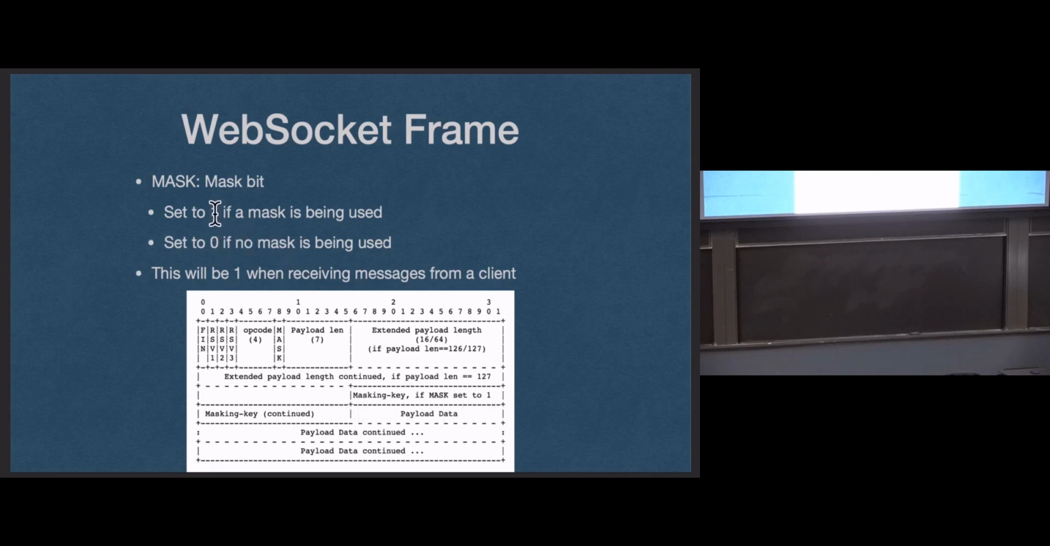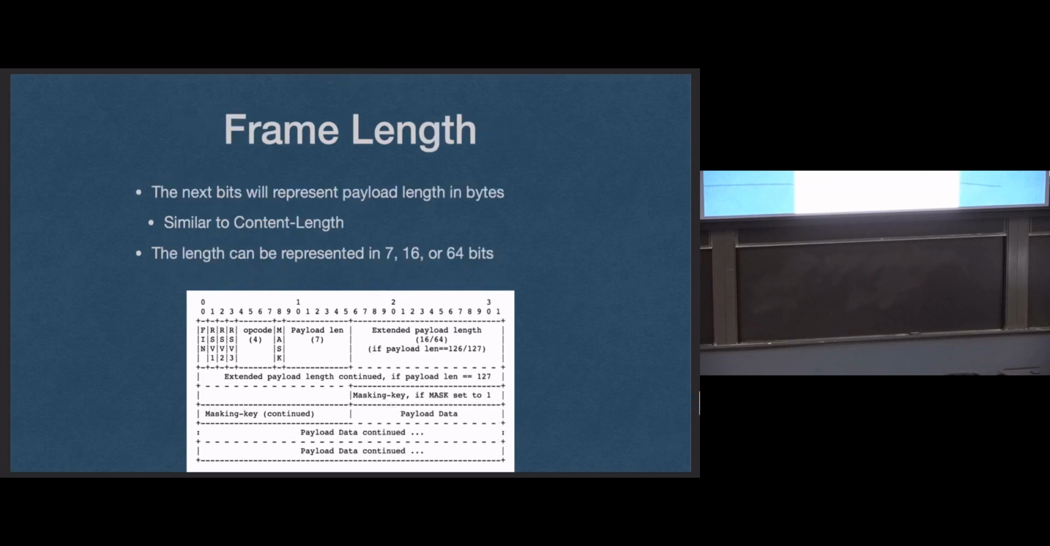But if the mask bit is 1, that means this masking key exists, and these 4 bytes are going to be that masking key. And when we're reading messages from the client, the masking bit is always going to be 1, and the masking key will always exist. These 4 bytes will always be the masking key when you're reading frames from the client. When you're sending frames to the client, your masking bit will always be 0, and your masking key will not exist. I'll have more talk about that when we get to the masking key. But for now, the masking bit: 1 if the key exists, 0 if it doesn't.